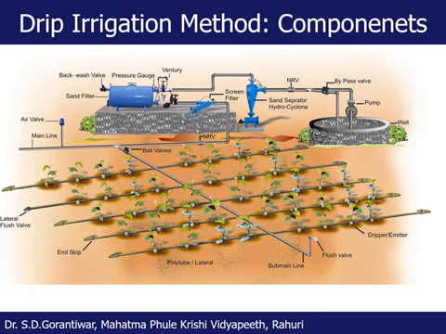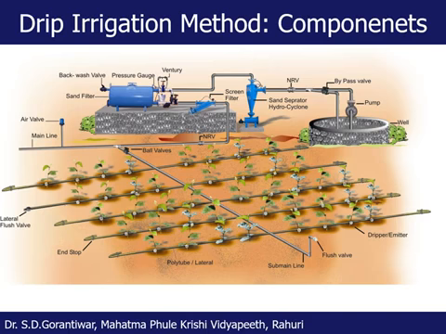And as I told you, in the emitter there are pressure dissipating devices, because of which the water which is at the pressure of 1 kg will be converted into zero pressure, and water will emit in the form of droplets onto the soil surface. And once water falls onto the soil surface, it will infiltrate into the root zone of the crop. So in this way the irrigation is effected.